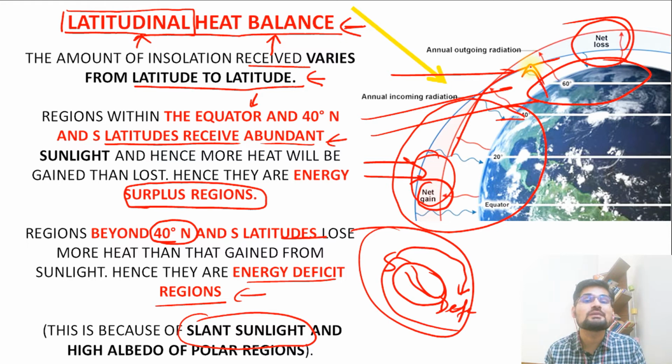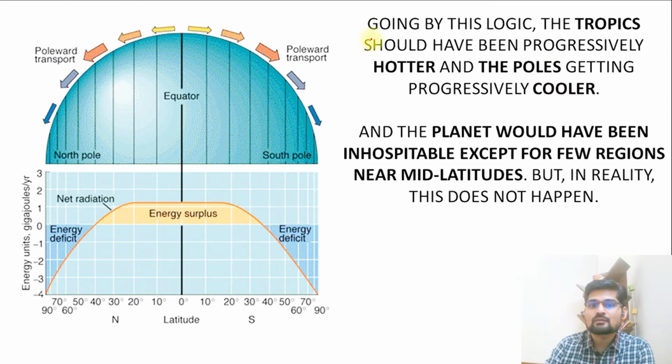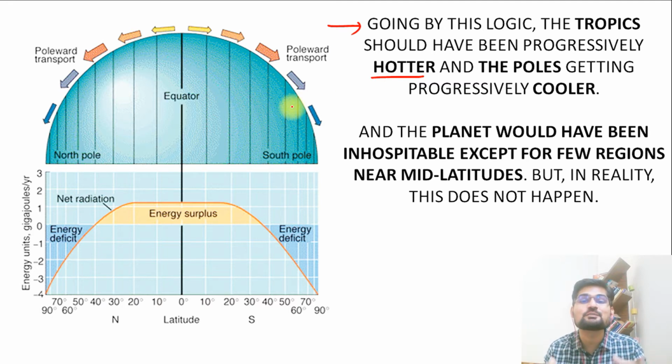Through its own mechanism. So let's understand the mechanism of nature, how it creates this latitudinal heat balance on the earth and makes the possibility of life. The first thing is to remember this important logic: the tropics receive maximum heat, so it should have been the hottest place on earth, is it? Why is it not the hottest place on the earth? This equator should have been the hottest place, but it is not so.